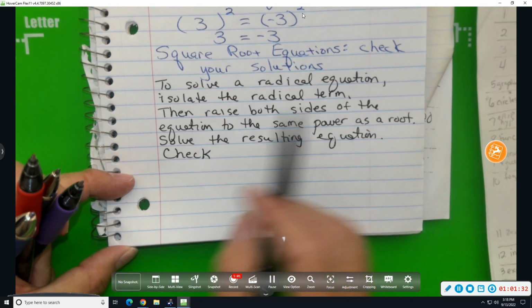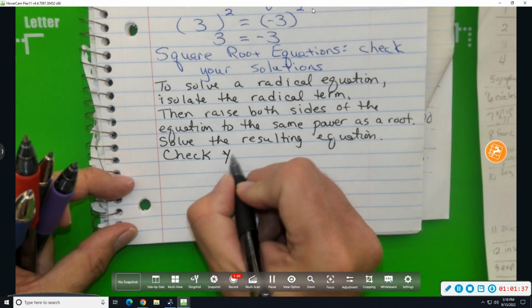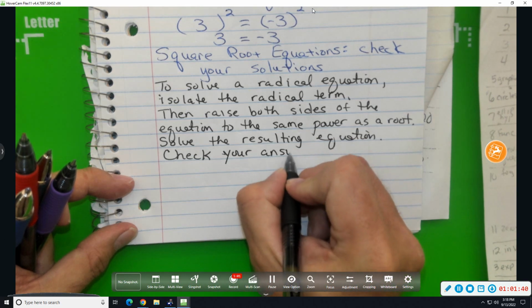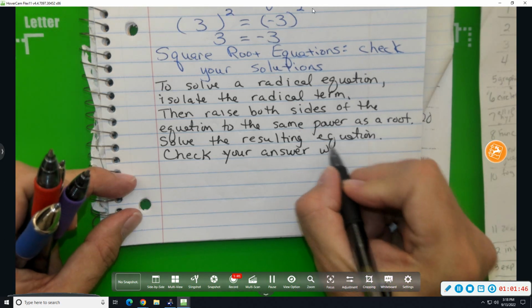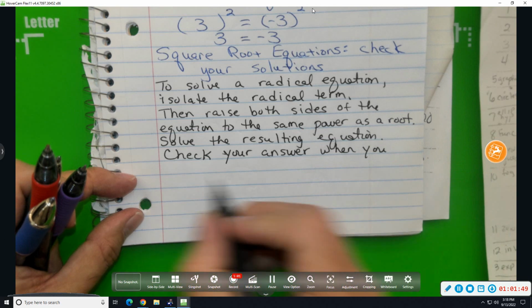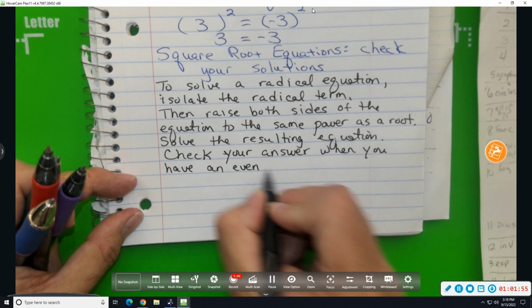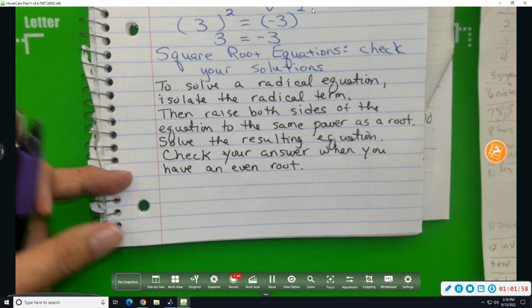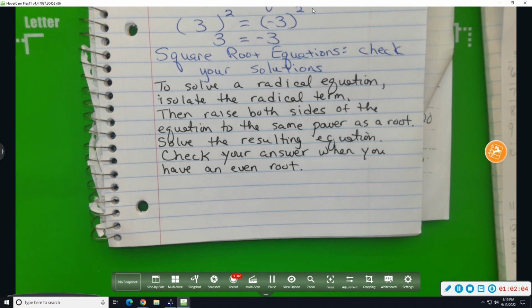Okay, so after you raise both sides, solve the resulting equation, check your answer. Basically when you have a square root, but I'm going to say when you have an even root. Even would be 2, 4, 6. I would have said, check your answer when you raise both sides to an even power. Well, I can just look at the problem, and if it's a square root or a 4th root or 6th root, I'd say you have to check it. It sounds much worse than it is.